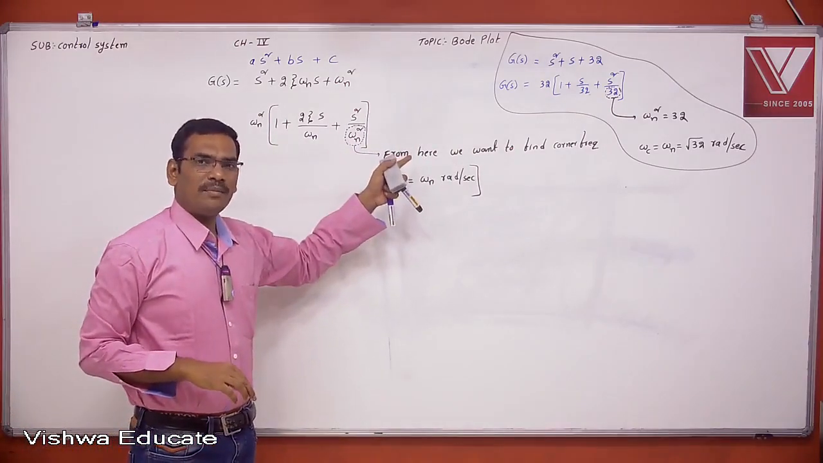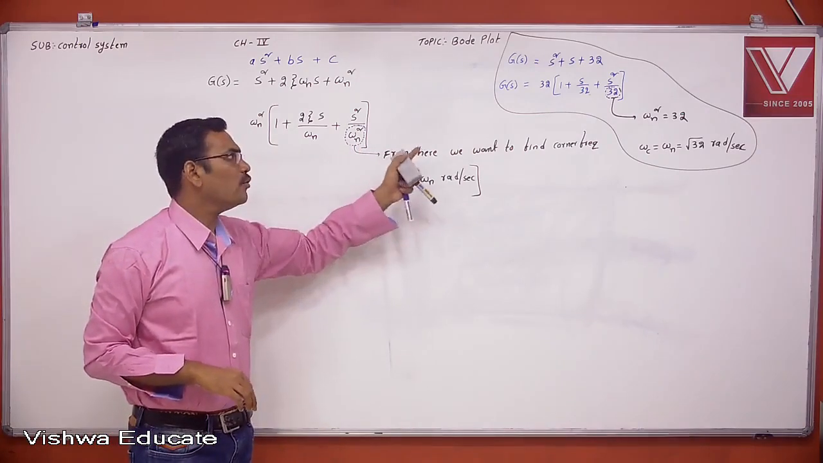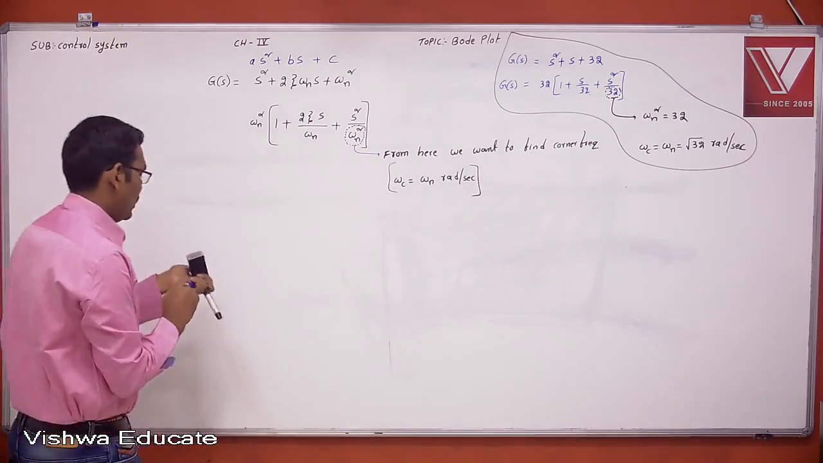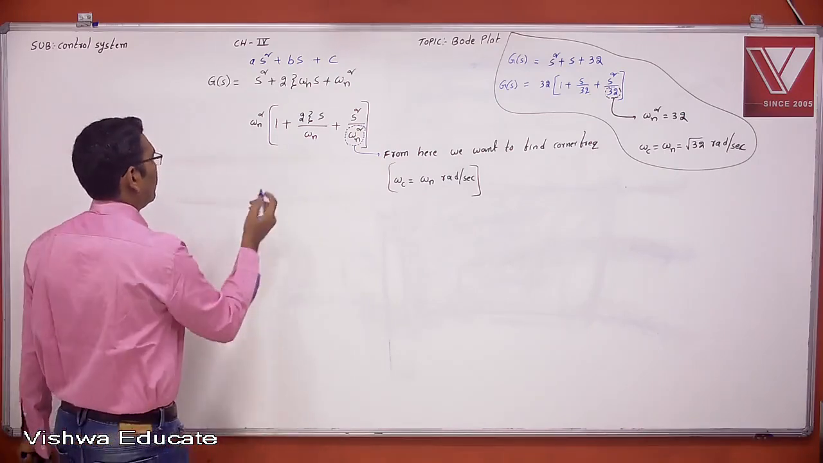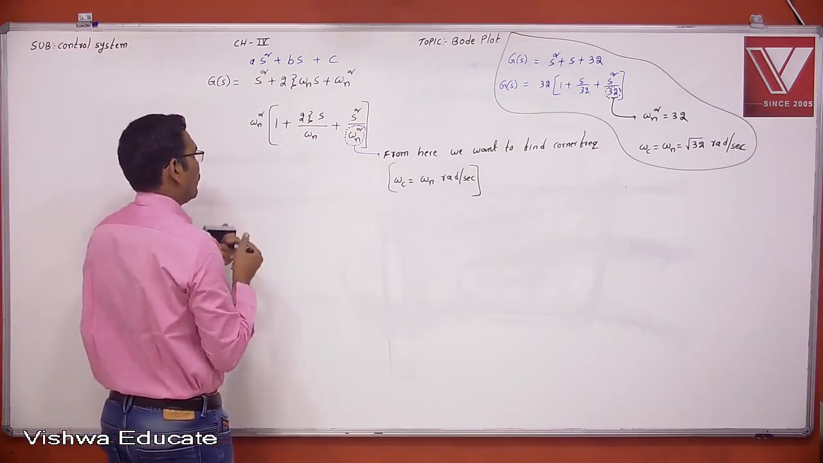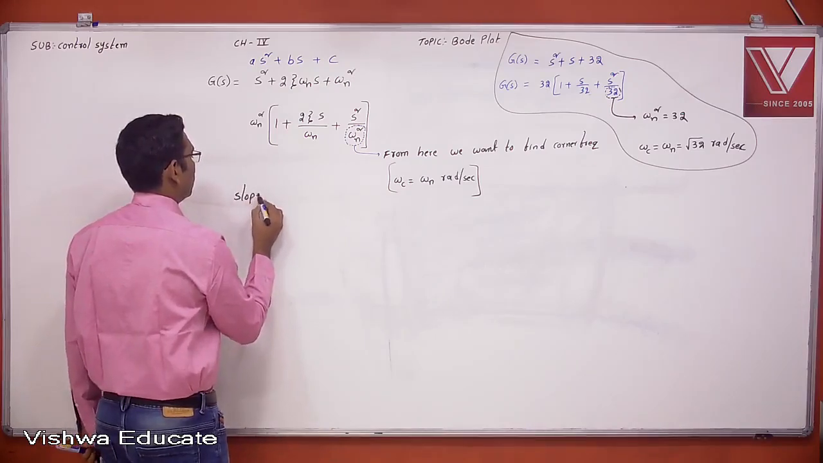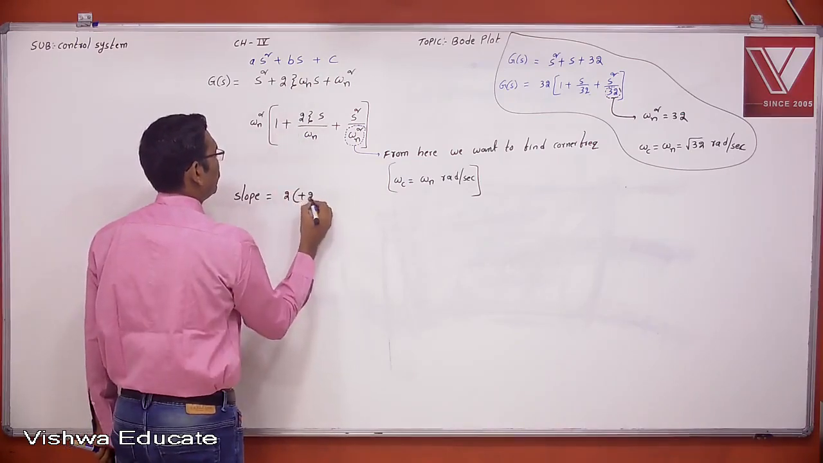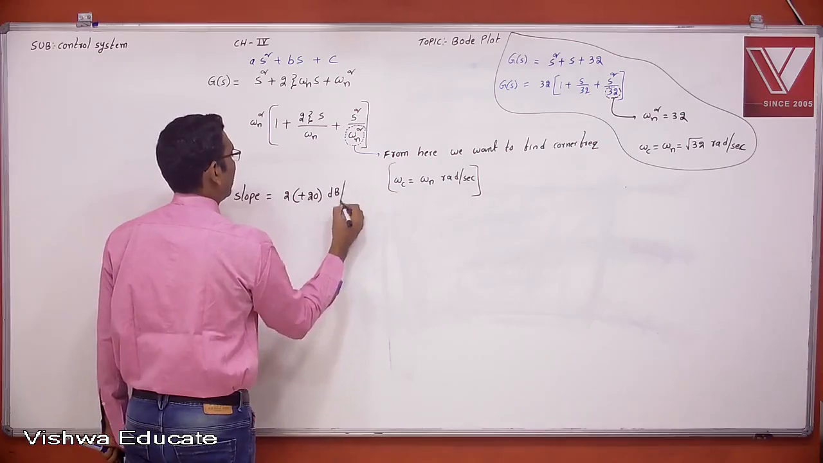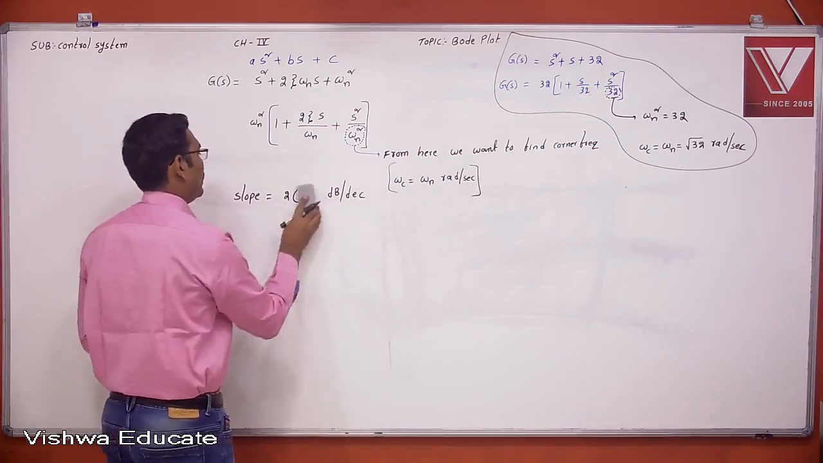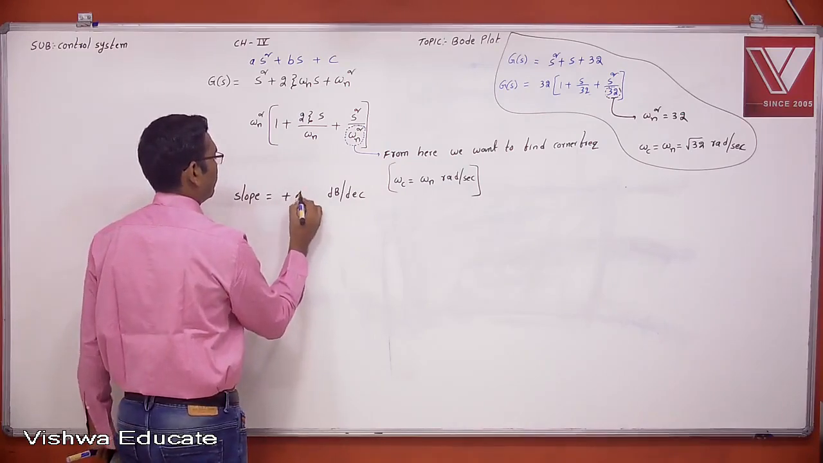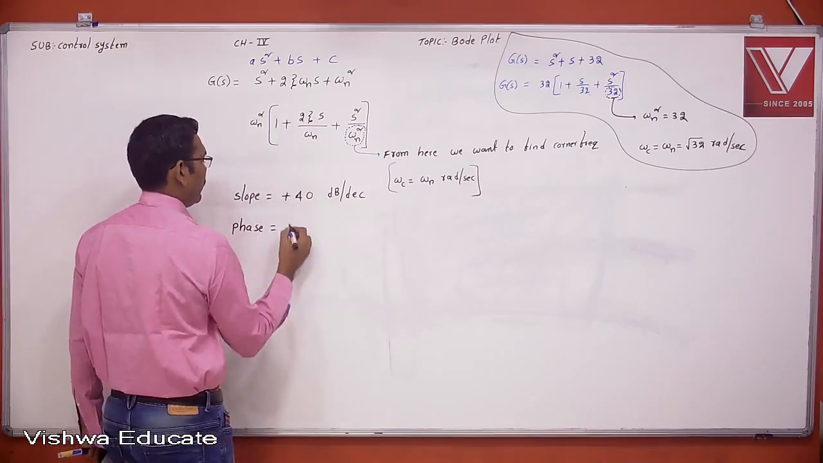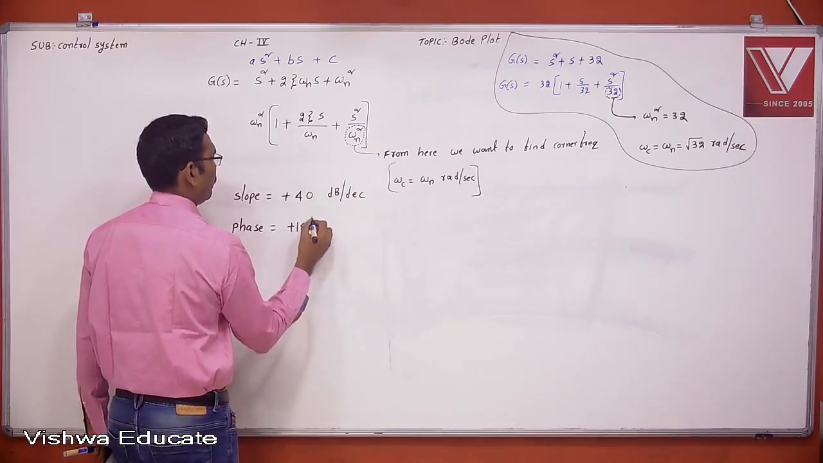If it is in polynomial form, a quadratic equation form, then you can find the corner frequency like this, whether it is a zero or a pole. Now the remaining two parameters are very simple. What is the slope? It is very easy. The slope is 2 into plus 20 dB per decade, because there are 2 zeros, which is nothing but 40 dB per decade. And the phase is 2 into plus 90, which is equal to plus 180 degrees.